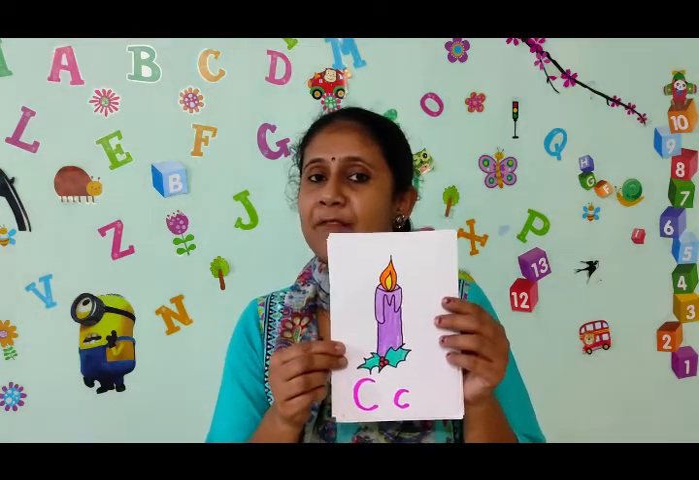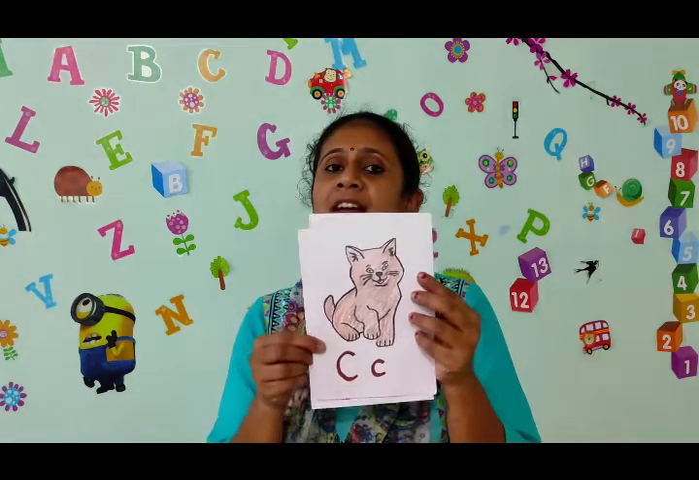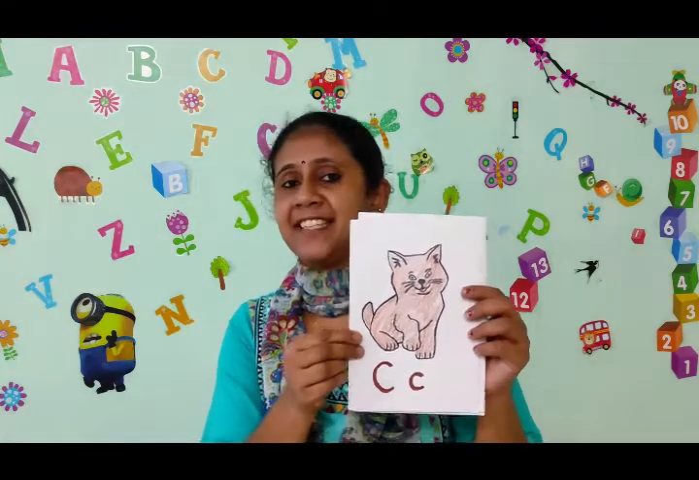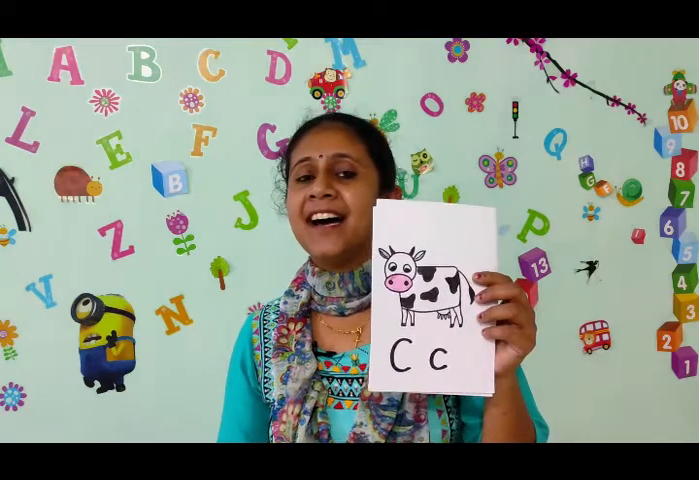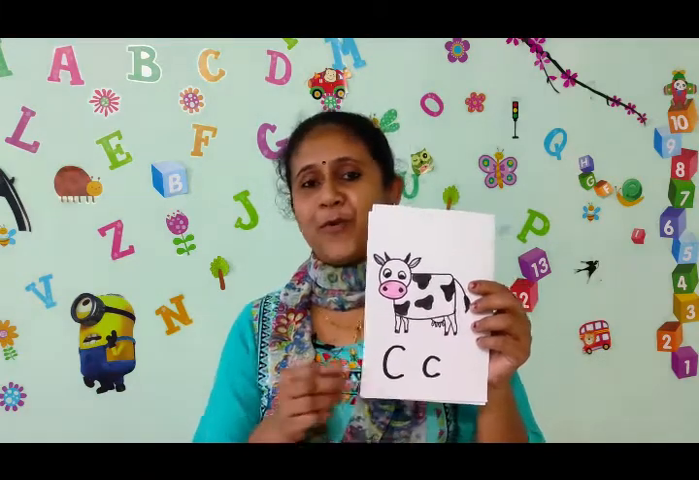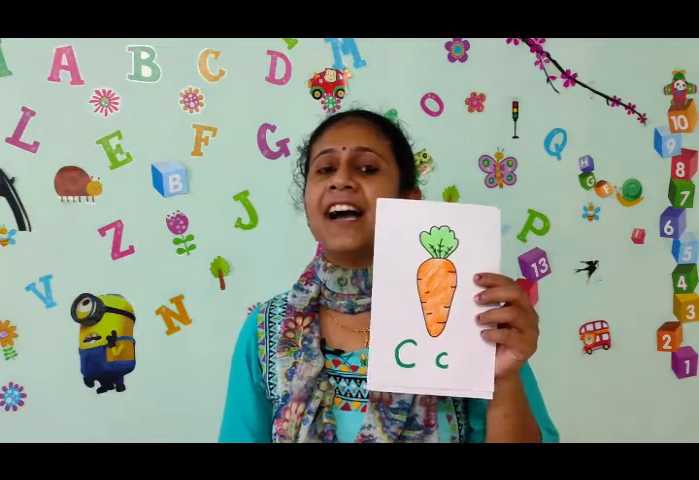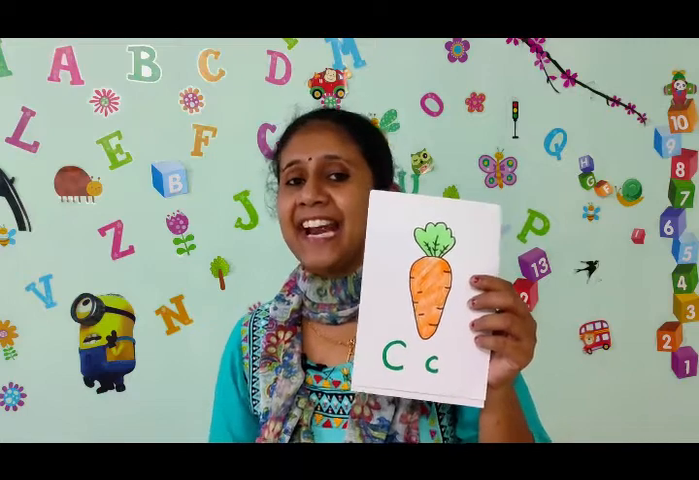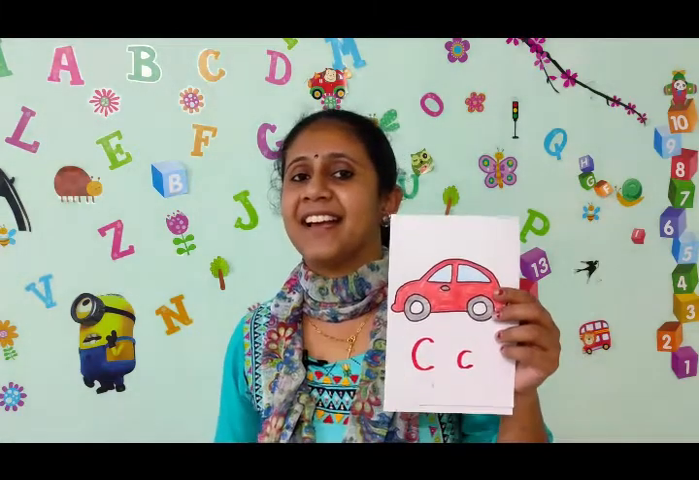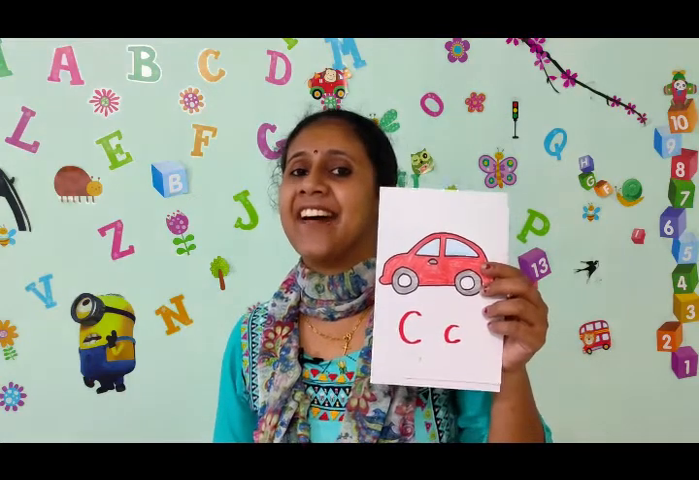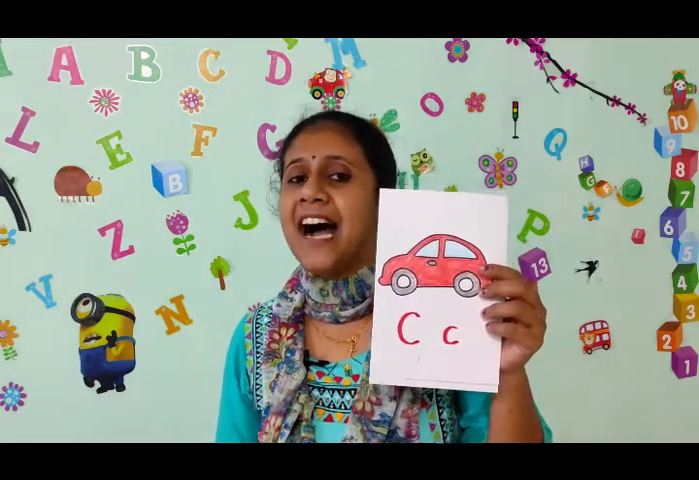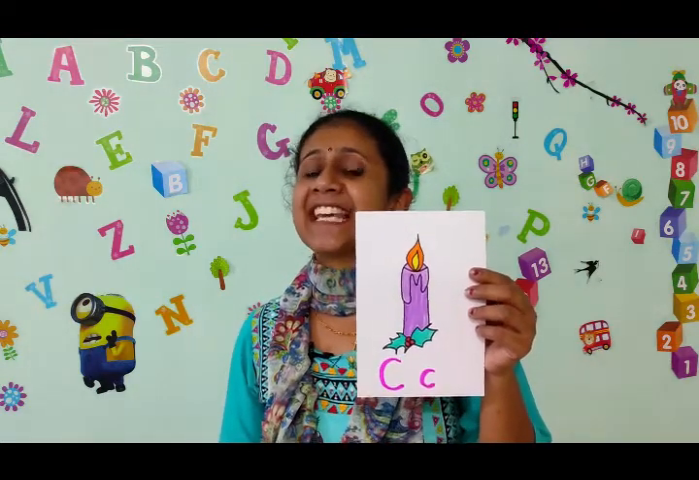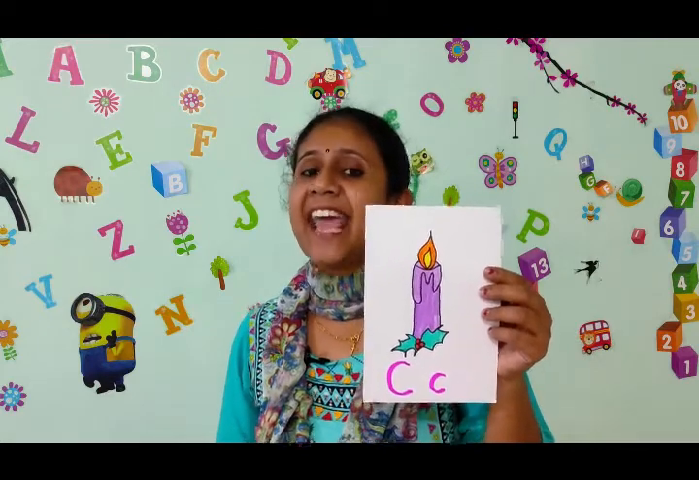Children, we will repeat one more time. K. Yes. K, cat. K, cow. Very good. K, carrot. Yes, correct children. K, car. Yes, it's a candle. K, candle.